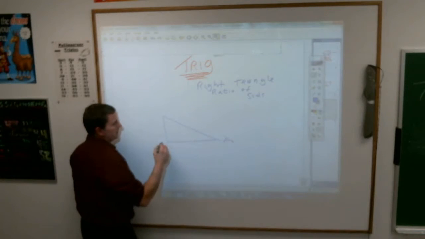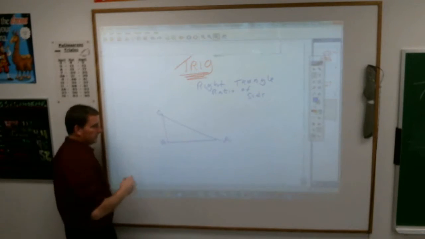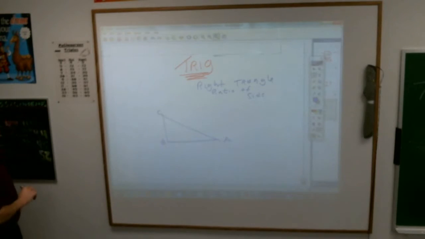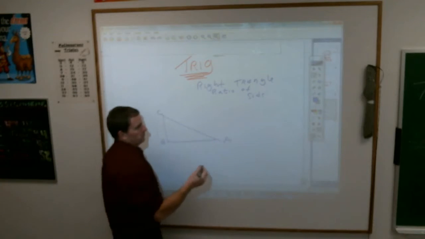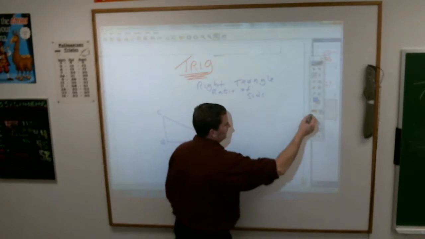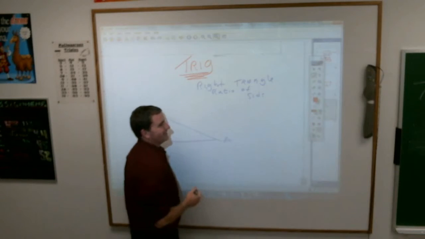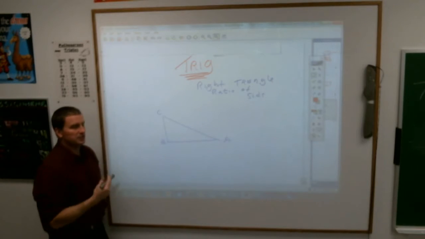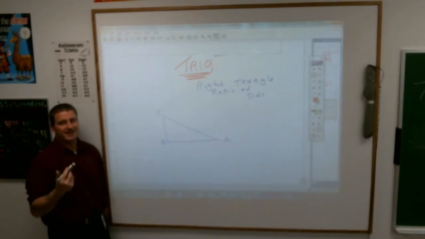Okay, if you look at a right triangle like this, let's say this is angle A, angle B, angle C. The first part about this is you must understand which ones are the sides opposite, which ones are the sides adjacent, and which ones are the hypotenuse.